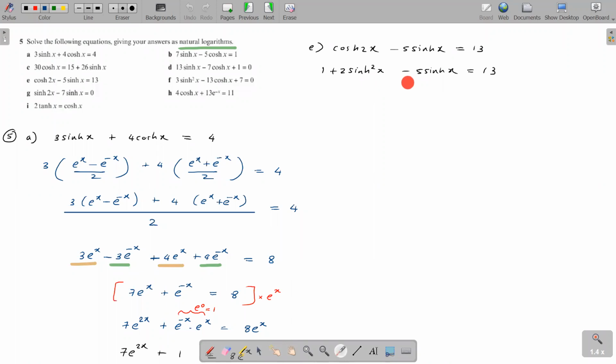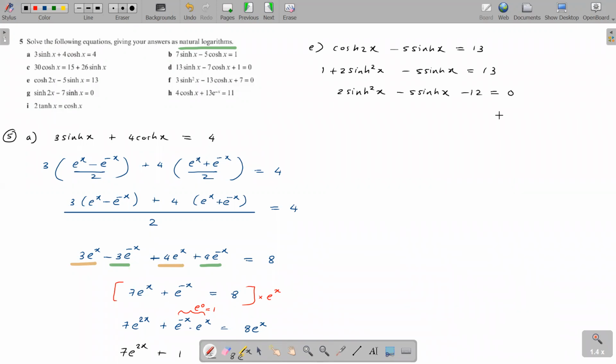All right, guys. So you already have a quadratic equation with sinh, so you don't need to go for the definitions. In the previous question, you really could not simplify it any further, right? Because you did not see any direct quadratic equation at the beginning. But here you see a quadratic expression. So let's go with it. So you have here 2 sinh squared x minus 5 sinh x, and you have here 1 minus 13, that's minus 12 equals 0. All right, guys.